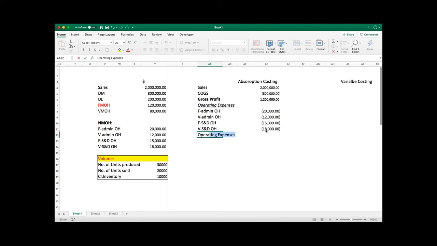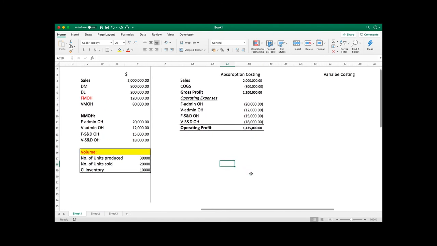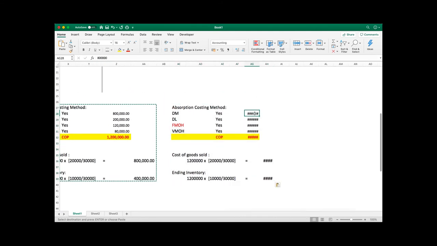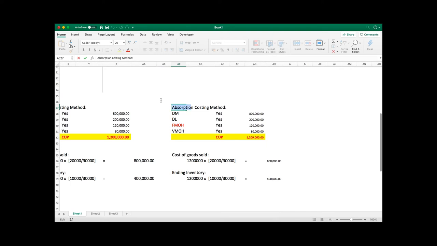Yeah. Gross profit, then deduct your operating expenses. These are the amounts. Okay, so you can deduct all these amounts because they're all operating expenses, whether it is fixed or variable. You don't need to care about it. Entire amount is to be expensed. Okay. Your operating profit is 1,135,000. $1,135,000 is the operating profit here.